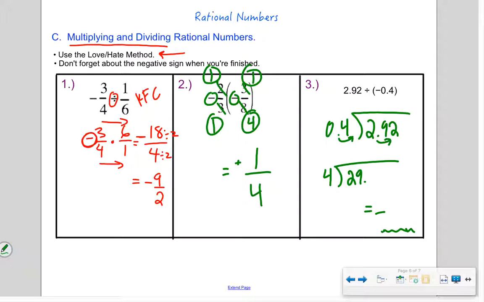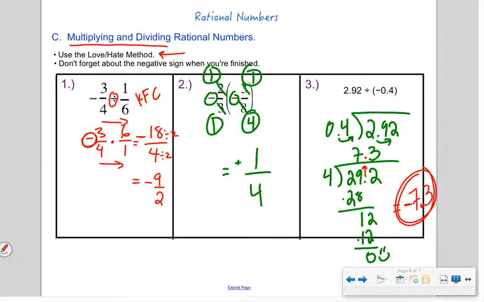So 29.2. If you do shorthand division, that's fine. Let's see, 4 into 28. I'm going to erase this for now. 4 into 28 is 7. I'm sorry, 4 into 29 is 7. But when I multiply them, I get 28. Subtract, bring down the 2 to get 12. 4 into 12 is 3. 3 times 4 is 12, leaving 0. Okay, so I have a 0, so I know I'm done. My decimal point goes straight up, and I have 7.3. But it's a really good idea somewhere else to write your answer and say, hey, this is equal to negative 7.3. So don't forget your negative sign, 7.3.